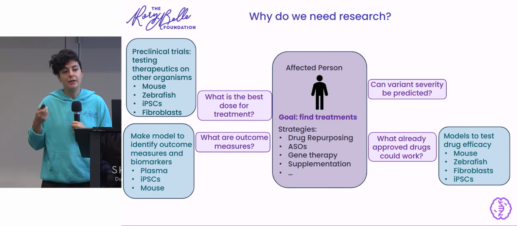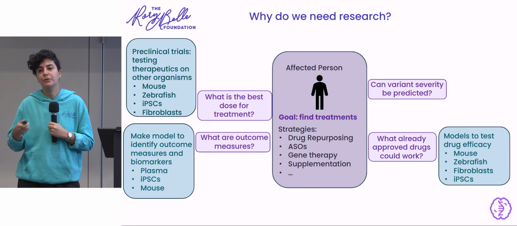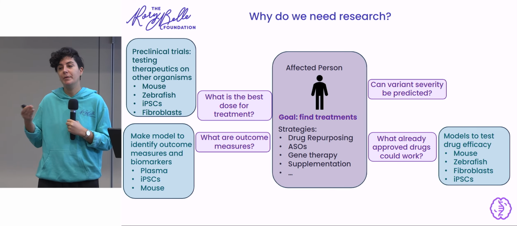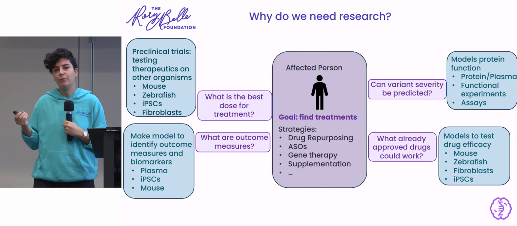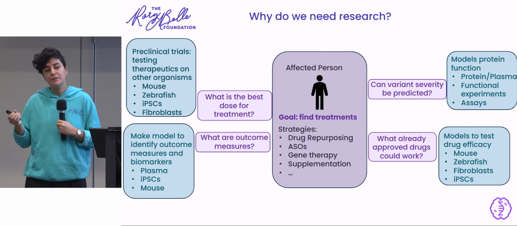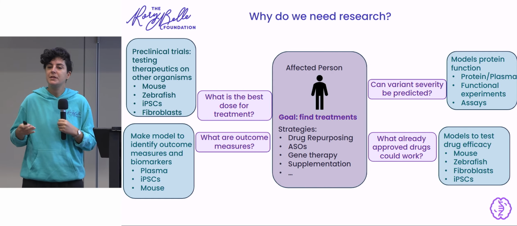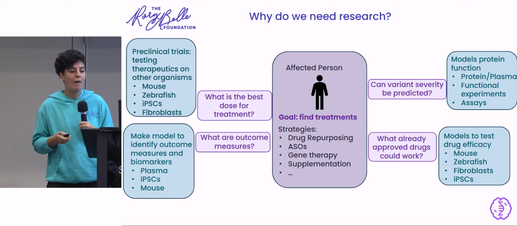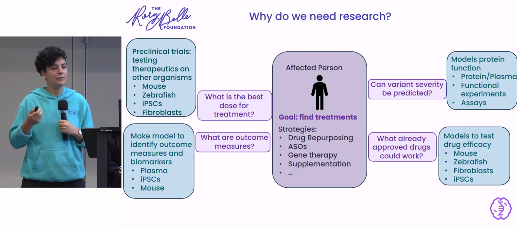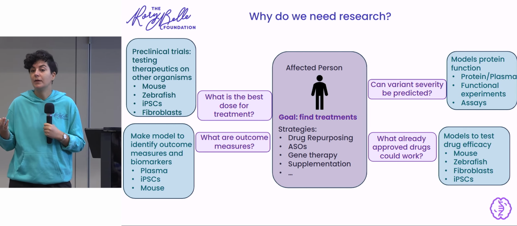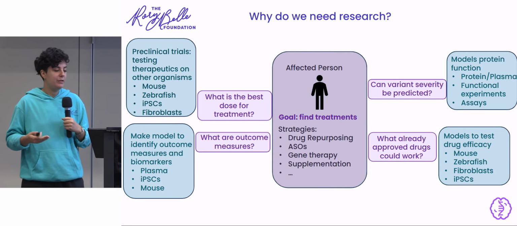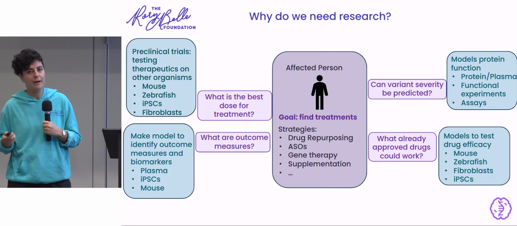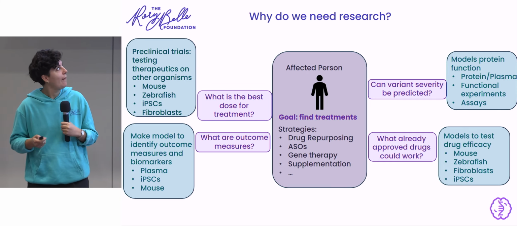And then another one is, can variant severity be predicted? Like, you just got a NARS1 diagnosis, you just got a new variant. We don't necessarily know what it means. And so that's why in the lab we can make recombinant proteins and make NARS1 in test tubes to figure out what's going on at the activity level. We have some researchers doing functional experiments to try to figure out, does it work with asparagine, with tRNA, and developing different assays. So that's what researchers are doing in the background, and they'll be talking more about this.